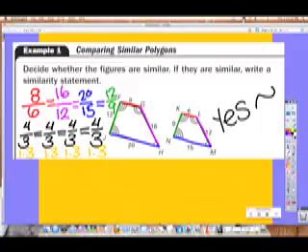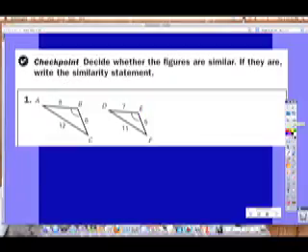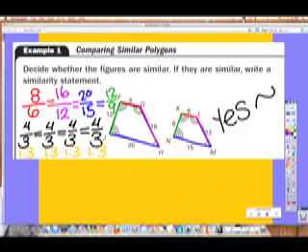Let's look at our next one then. Okay, this one. Decide whether they're similar. Same thing as before, and then we write a similarity statement. Oh, shoot. Yes! Sorry, go back to this one. Similarity statement. Let's just go clockwise. So FGHJ is similar. Where's F? So it's got to be the K, L, M, N.